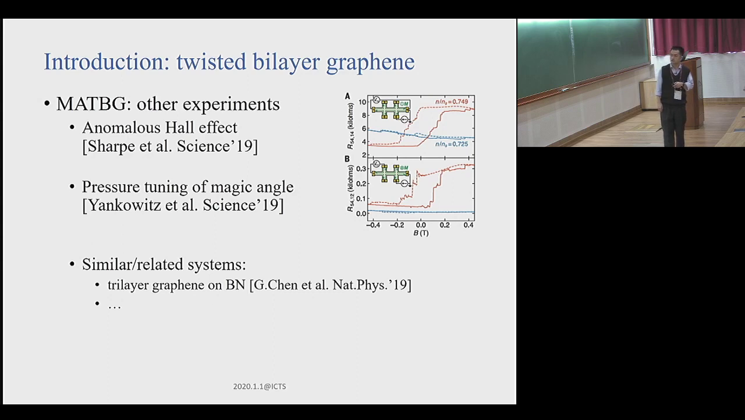This is a correlated group. Also, they have similar materials where you don't have to twist. You can make tri-layer graphene on top of boron nitride that naturally forms a Moiré lattice. This is done by Feng Wang's group in Berkeley. And nowadays, people twist all kinds of two-dimensional materials and make Moiré bands.